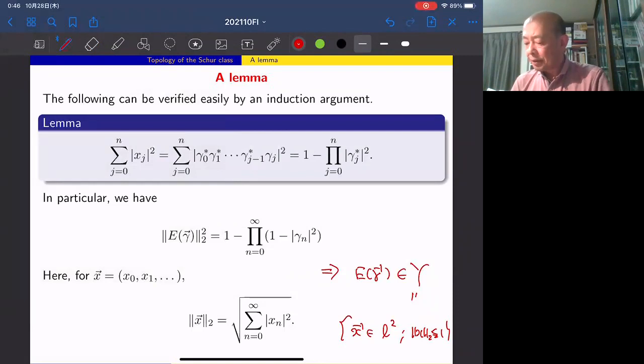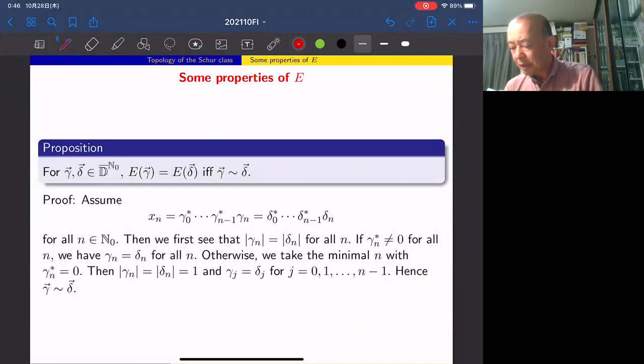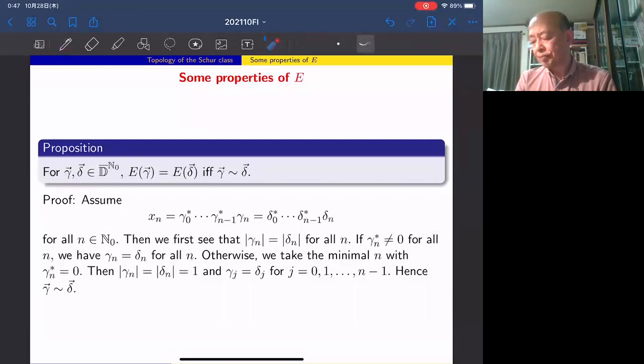This is one result, and here's another one. This is also a simple proposition. It says that for two vectors, let's say gamma and delta, the images are the same if and only if these are equivalent. That means that in some sense both correspond to the same Schur function. This is also simple, so maybe I will skip the proof.